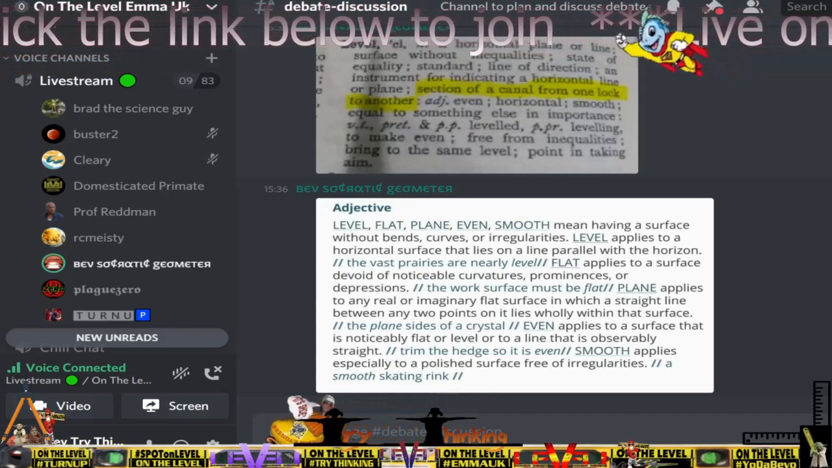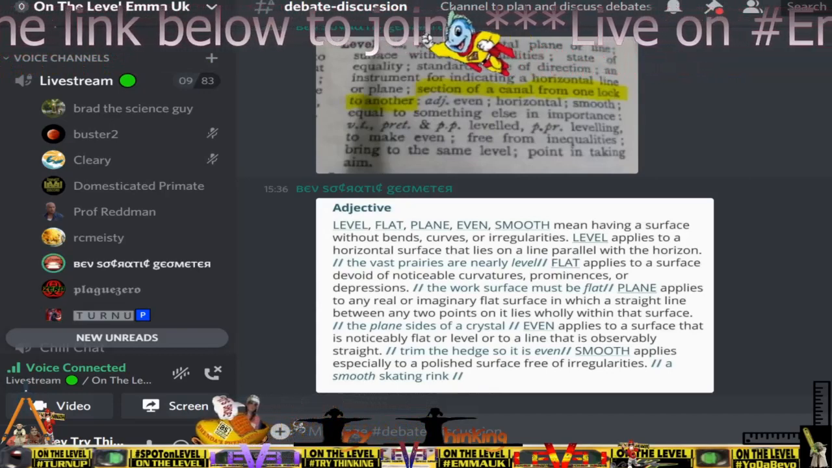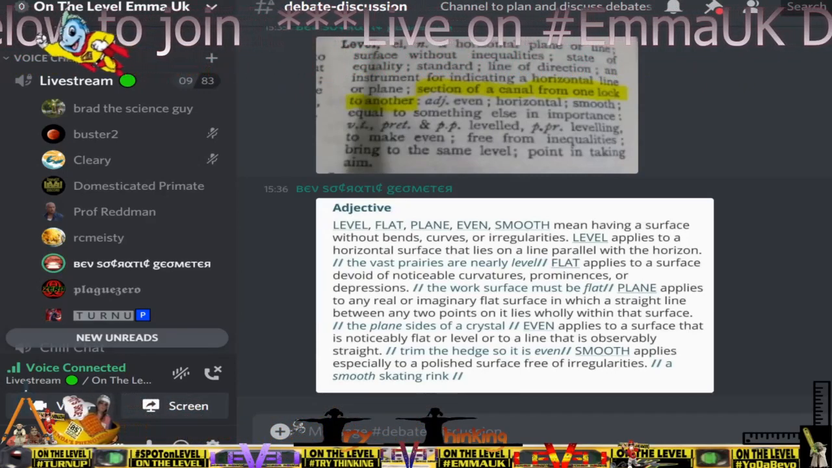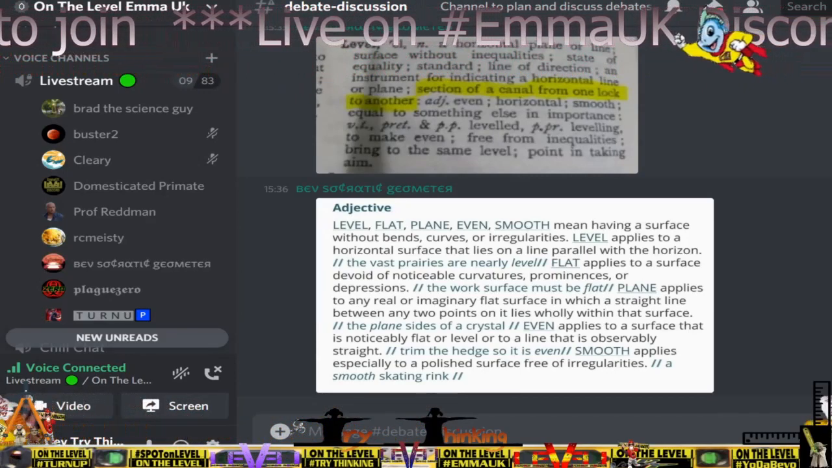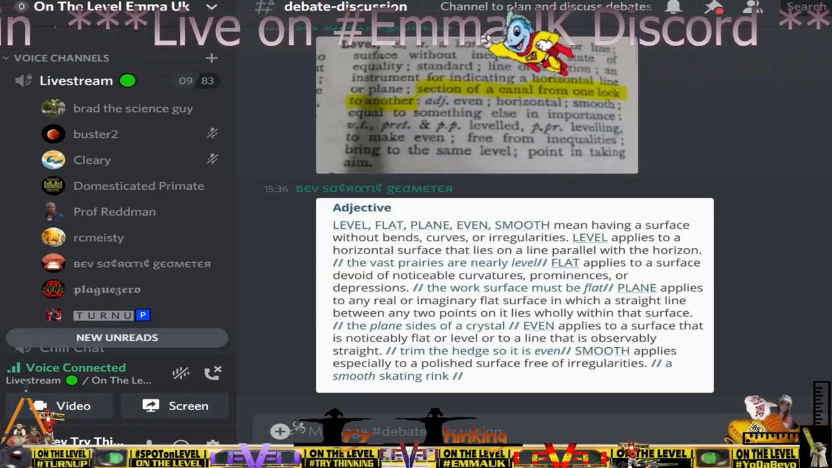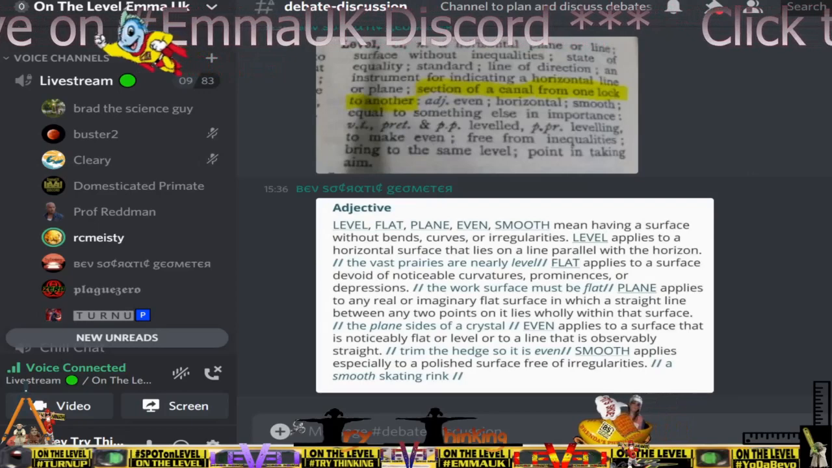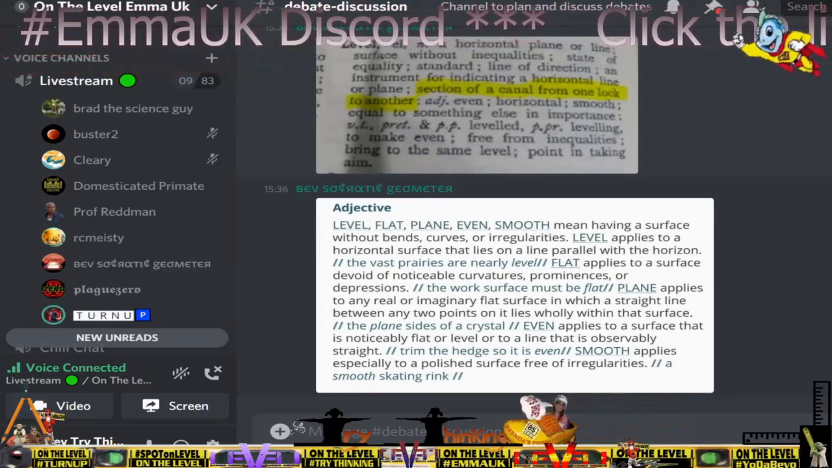Level applies to a horizontal surface that lies on a line parallel with the horizon. No way. So if it's not on the horizon, it's not level. It says parallel.